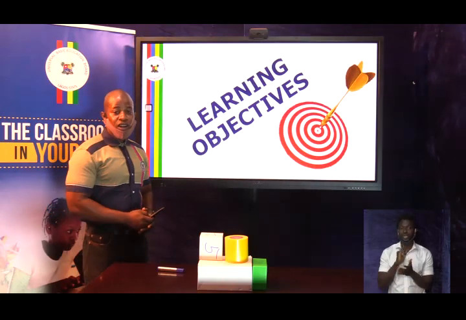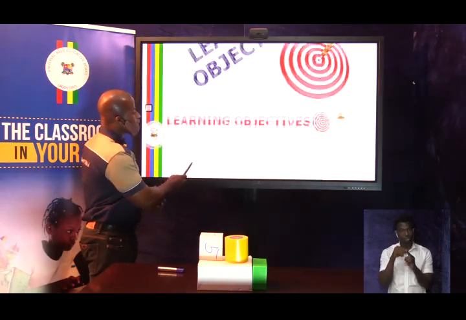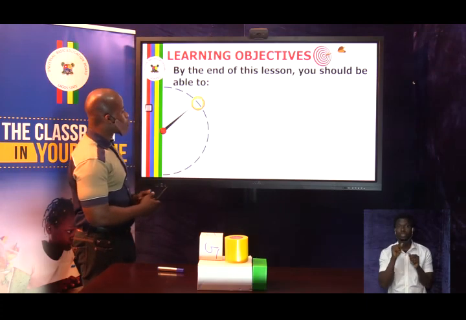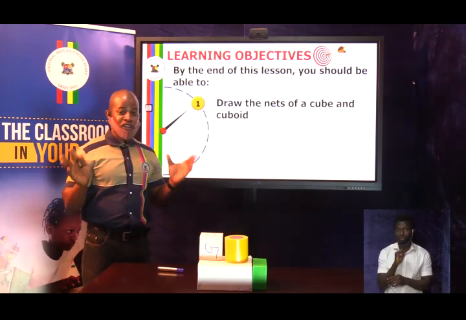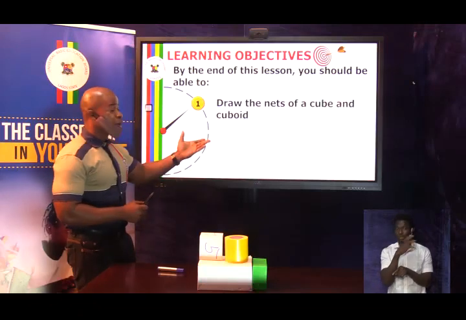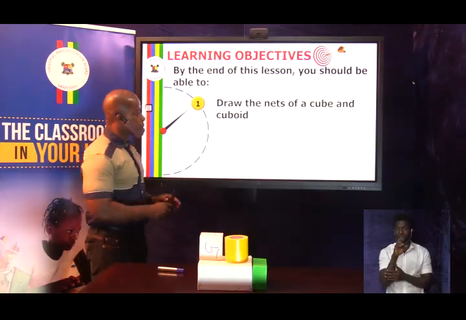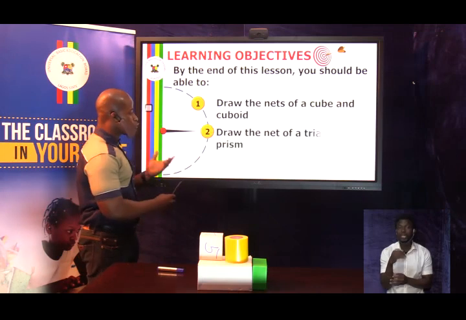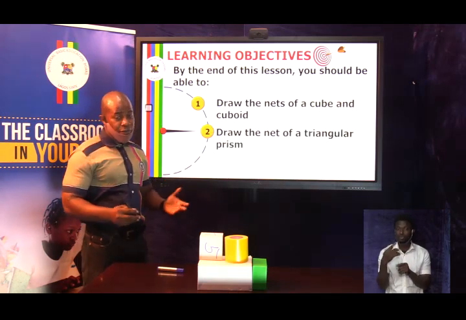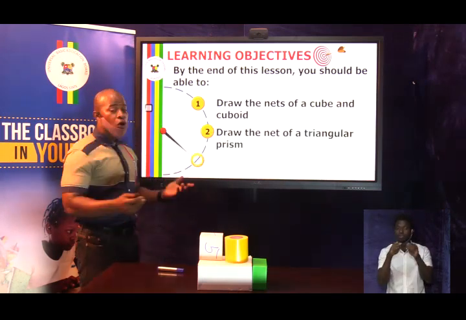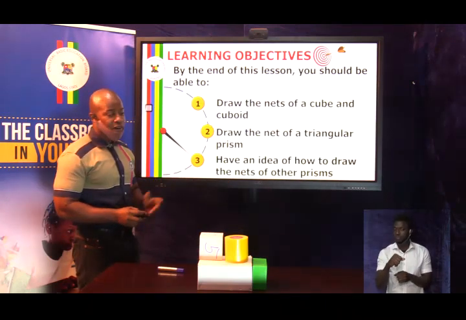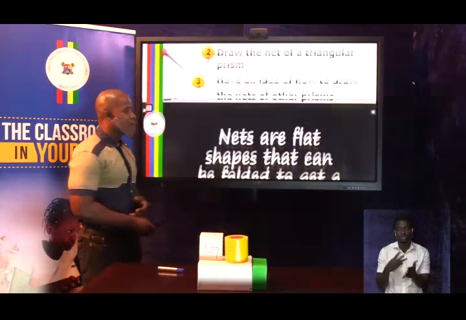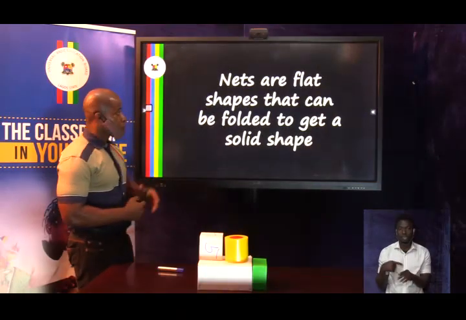So what exactly are our learning objectives? By the end of this lesson, you should be able to draw the net of a cube. Well, at least you know that the net of a cube is looking like a cross now. You should also be able to draw the net of a cuboid. Now you should be able to draw the net of a triangular prism. And for all other prisms, you should have an idea of how to draw their nets as well. So without wasting much time, let's just move right into it.